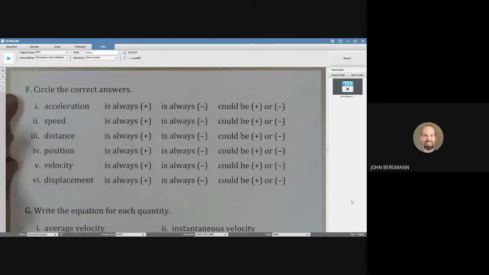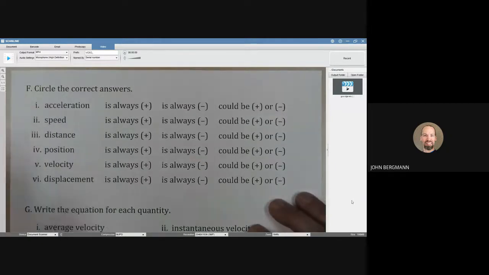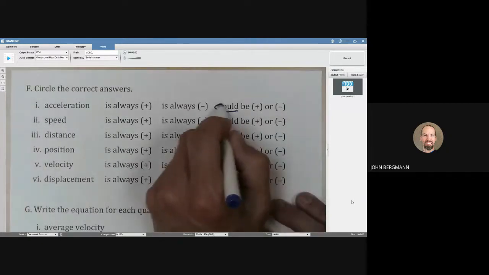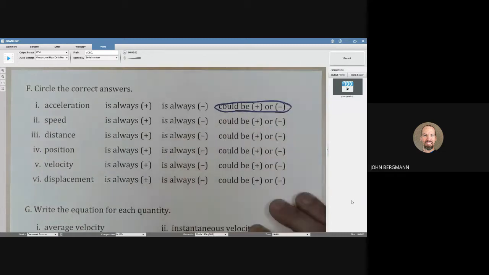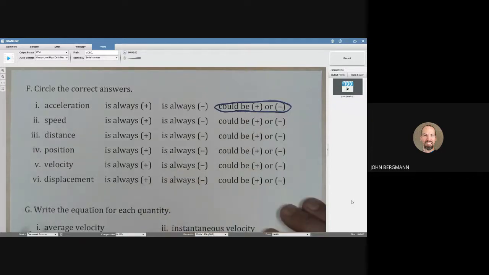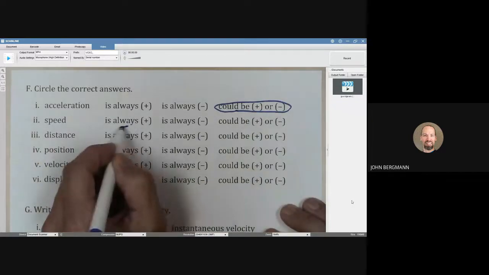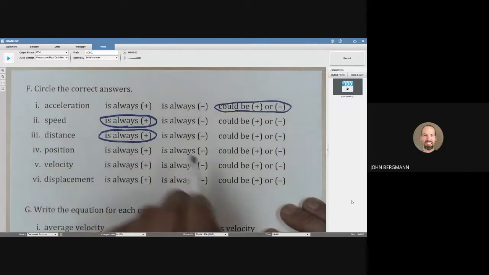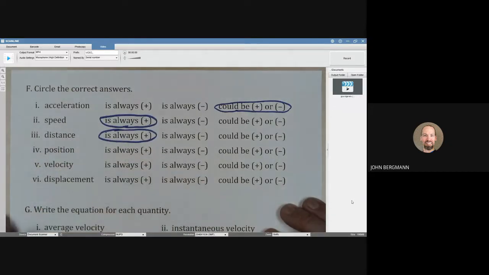All right, let's circle the correct answers here. Acceleration could be positive or it could be negative, because acceleration has a direction. So depending on which way it's pointing, if it's pointing in the positive direction, it's positive. Pointing in the negative direction, it's negative. Speed and distance, those are scalar quantities, and they're always positive, even though they're usually written without a positive sign. They're just written as the number.